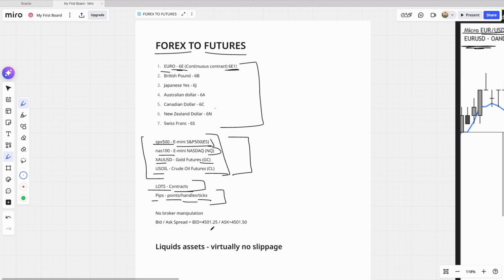One of the main reasons Forex traders are attracted to futures is transparency. In futures, there is centralized exchange pricing. There is no broker-created pricing feed the way many CFD brokers operate. You also don't deal with artificial spreads the same way. In futures, there is a bid and an ask.